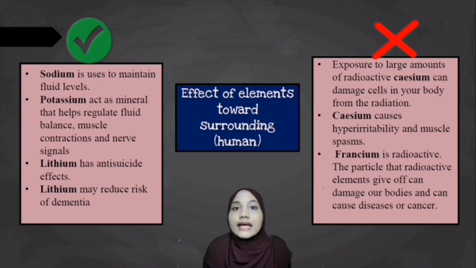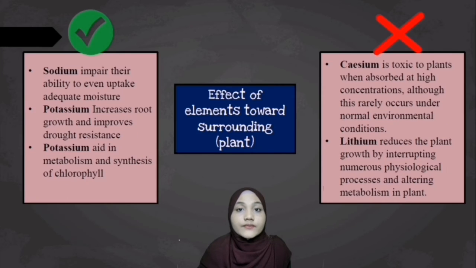Bad effects. Exposure to a large amount of radioactive calcium can damage cells in your body from the radiation. Calcium causes hyperirritability and muscle spasm. Francium is radioactive. The particles that a radioactive element gives off can damage our bodies and can cause disease or cancer.